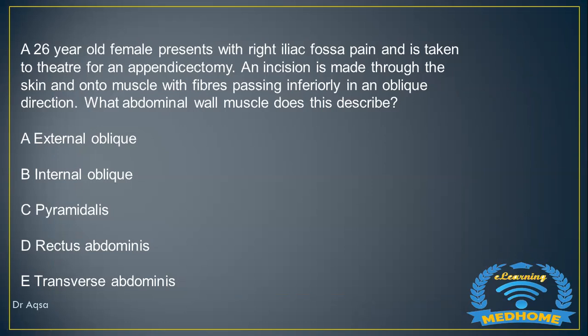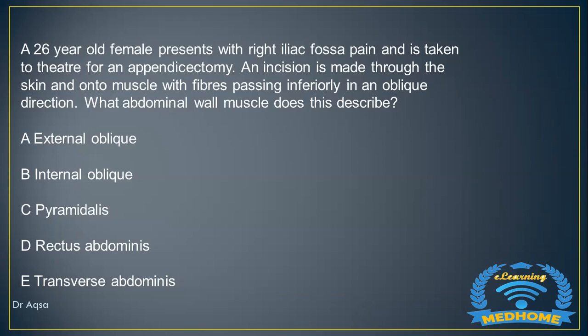A 26-year-old female presents with right iliac fossa pain and is taken to theater for appendectomy. An incision is made through the skin and onto muscles with fibers passing inferiorly in an oblique direction. Which abdominal muscle does this describe? Inferiorly, I think it is external oblique. Excellent. Yeah, the correct answer is external oblique.